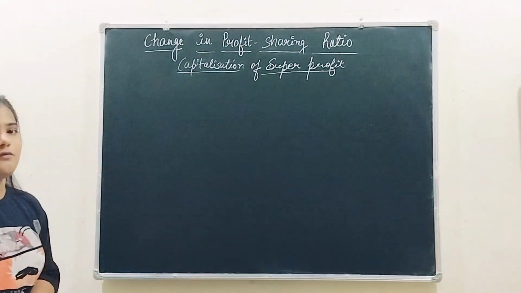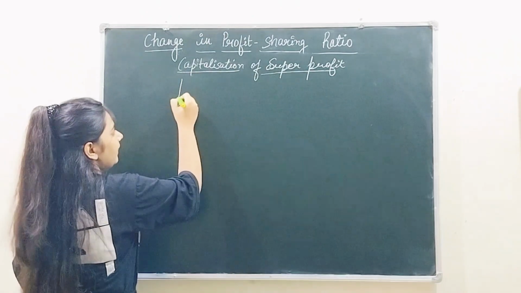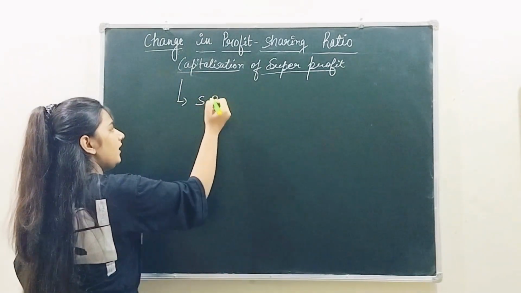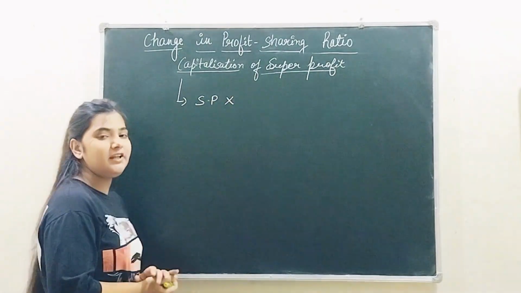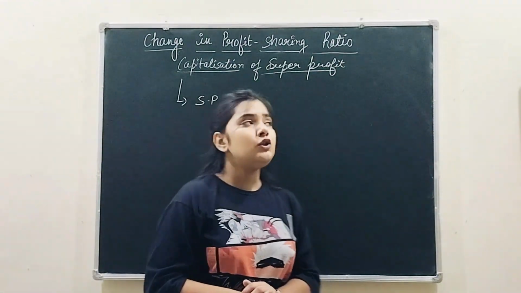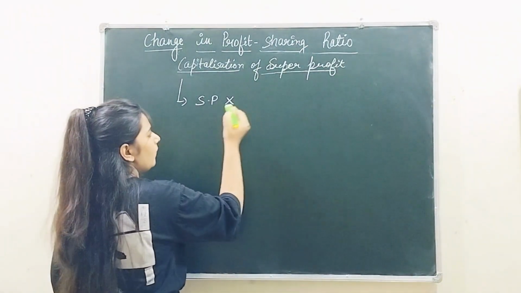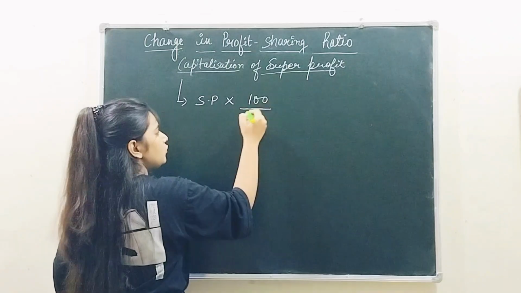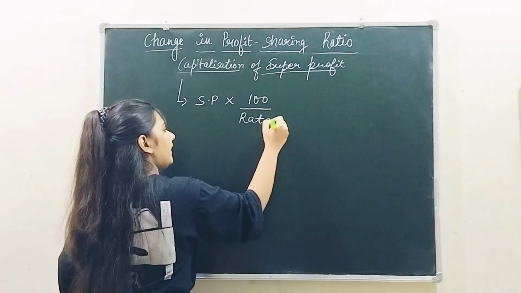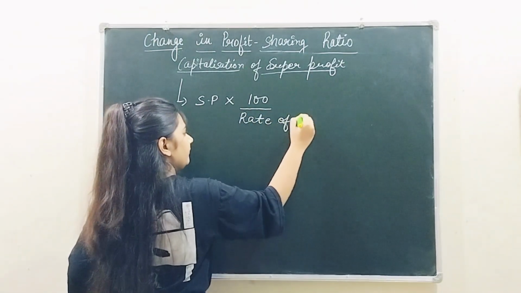Now capitalization of super profit. It basically means you have to use super profit to find the value of capitalization. In this case, the formula that you are going to apply is your super profit into 100 divided by your rate of return.